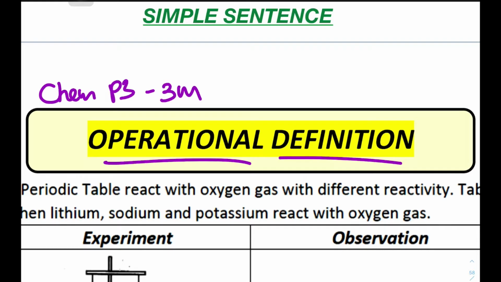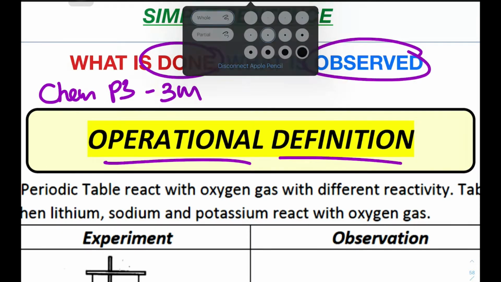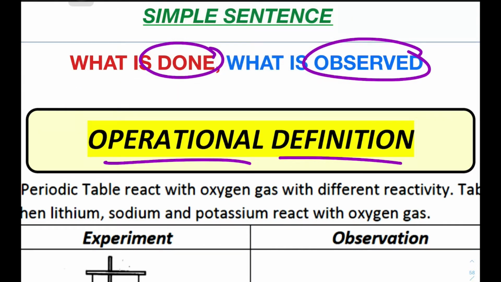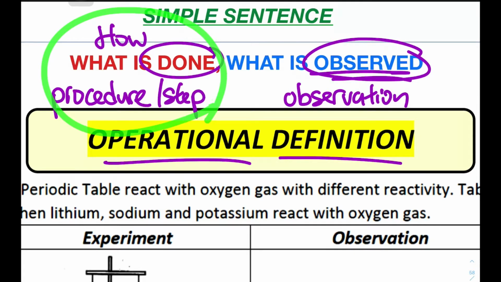All you have to do is give me a simple sentence that consists of what is done and also what is observed in the experiment. What is the meaning of what is done? You have to give me the procedure of the experiment, which means the steps telling me how you carry out the experiment. What is observed is the observation of the experiment. After you have done something, what can you observe from what you have done?